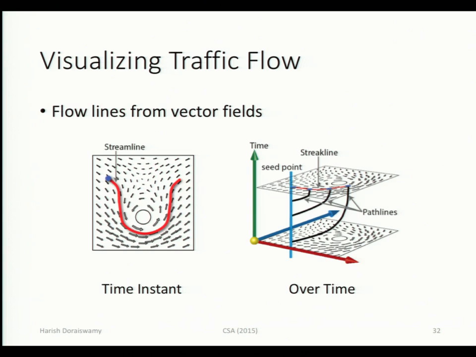And for a time-varying field, you have two types of flow lines. One is the path line, where you drop a particle and follow where the particle actually goes. That gives you the path line. Or a streak line, where you continuously keep injecting particles and look at the locus of all the particles.